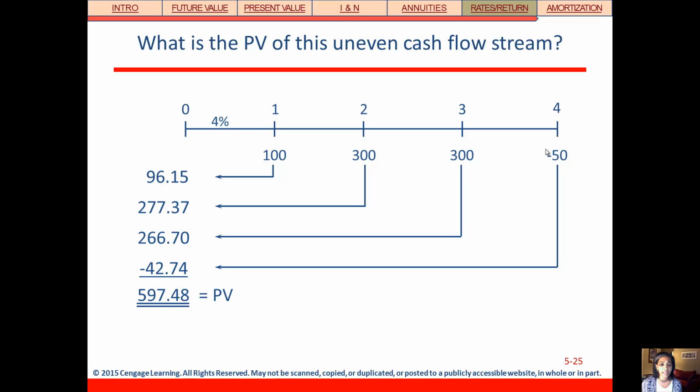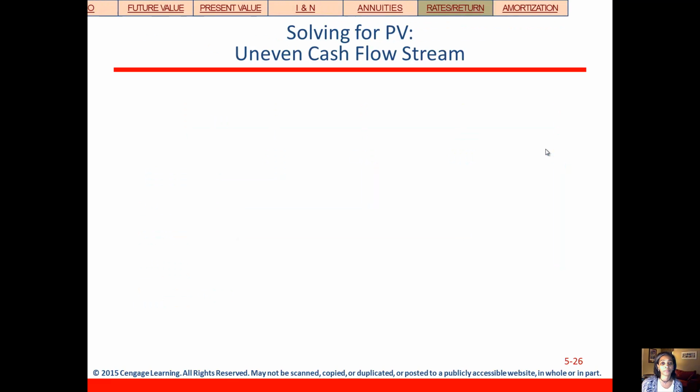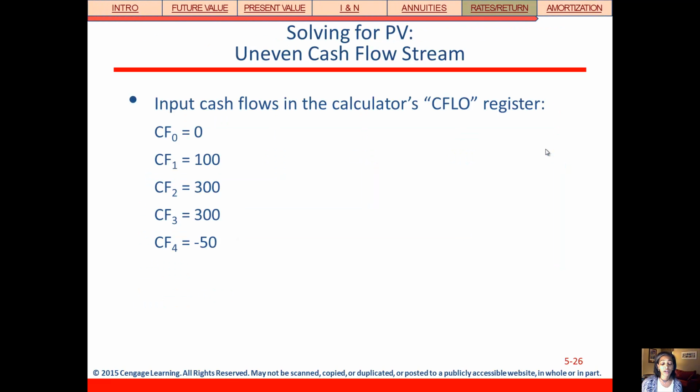Now, why aren't they the same? You know that, right? Because the N is different. Because the first $300 you're going to get in 2 years, the second $300 you're going to get in 3 years, so it's going to be worth less than the $300 that you get in 2 years. So we continue that until we discount all of the future cash flows, add them together, and that's the present value of the stream. In our calculator, we can use the cash flow worksheet.